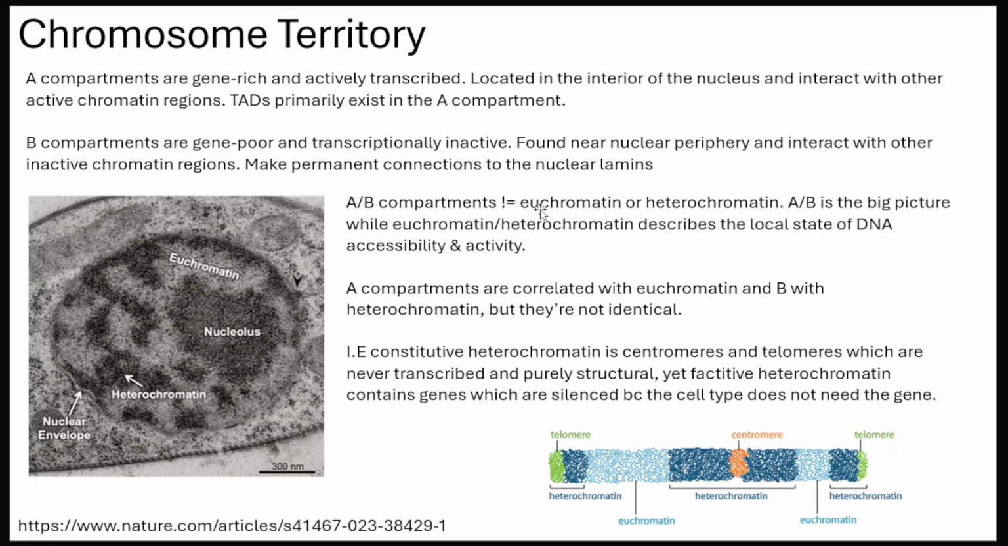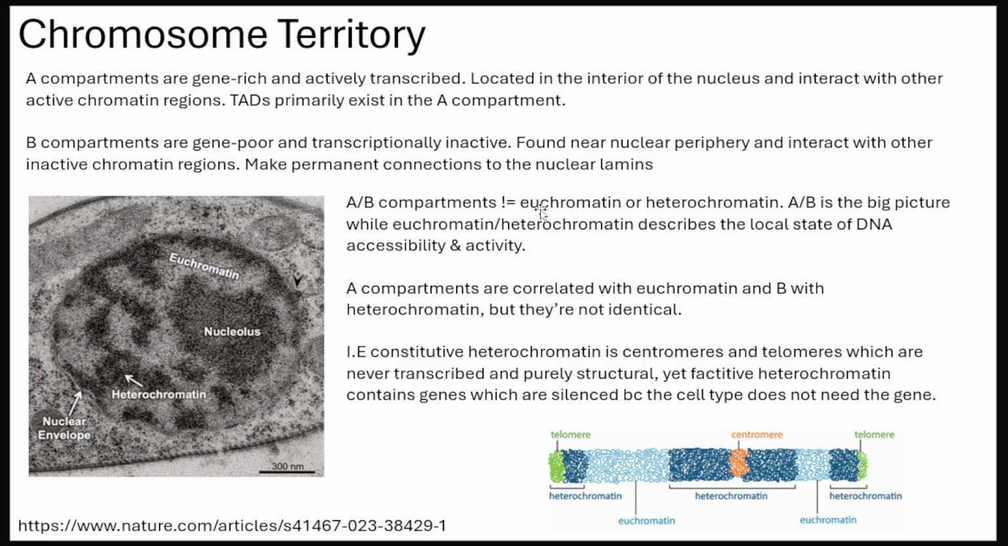So going further with chromosome territory, A compartments are gene-rich and actively transcribed. They're really in the interior of the nucleus and interact with other chromatin regions. And these are where you'll find your topologically associated domains. B compartments are gene poor and transcriptionally inactive, again found near the periphery, and they interact with other inactive chromatin regions, and these are connecting to your lamin.